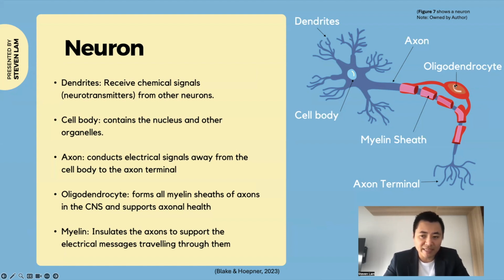Got to remember that the oligodendrocyte is only found in the central nervous system, and its role is for axonal support and also helps build this myelin sheath around the axon. So the role of the myelin is to insulate the axon and help the electrical signals travel through a lot more efficiently. And so in MS, these areas get affected.